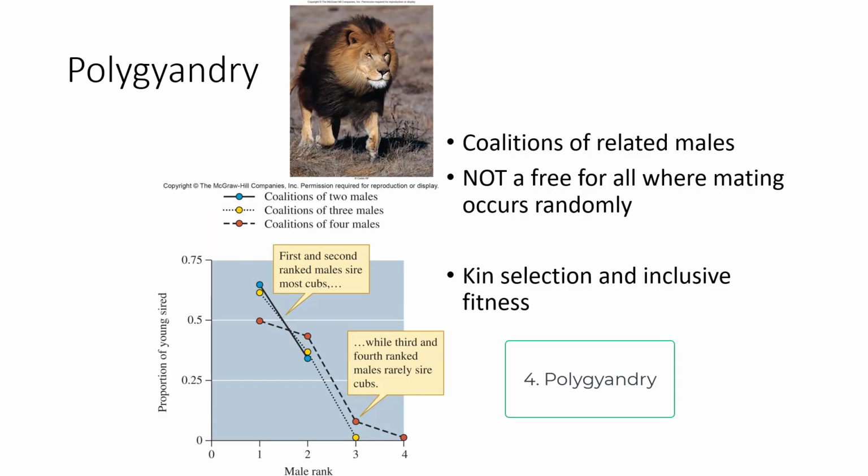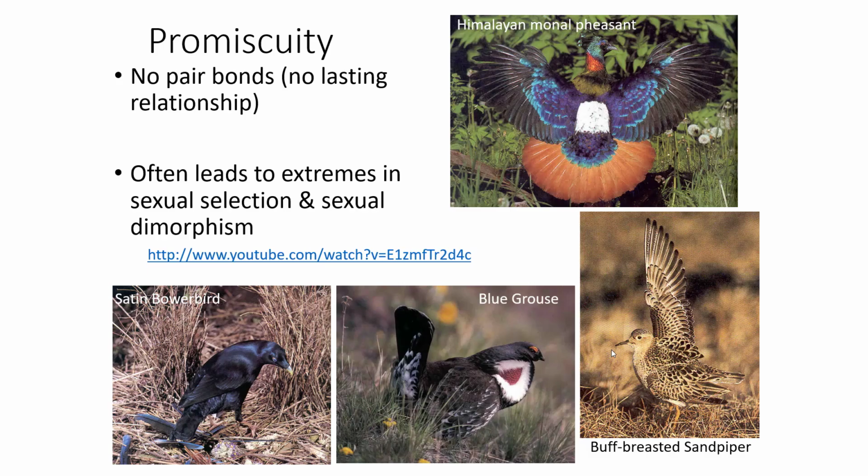Polygyandry is not just a free-for-all where mating occurs randomly. No, there are going to be pair bonds. An example of this is lions. There are coalitions of related males. So there may be 2 or 3 males in a pride and a bunch of females. Now, one male is going to mate more than the others, and that in itself is a selective pressure covered in another class. This is polygyandry because there are several males and several females.